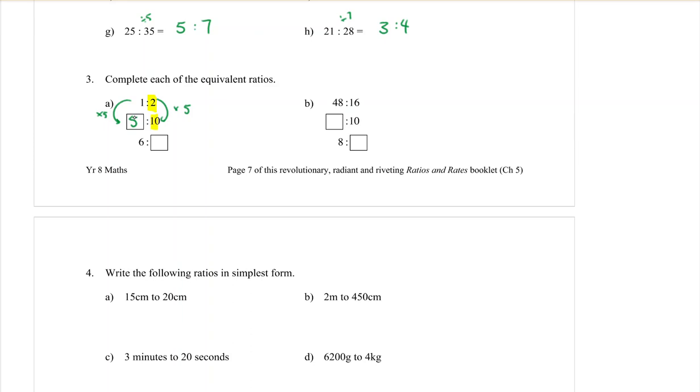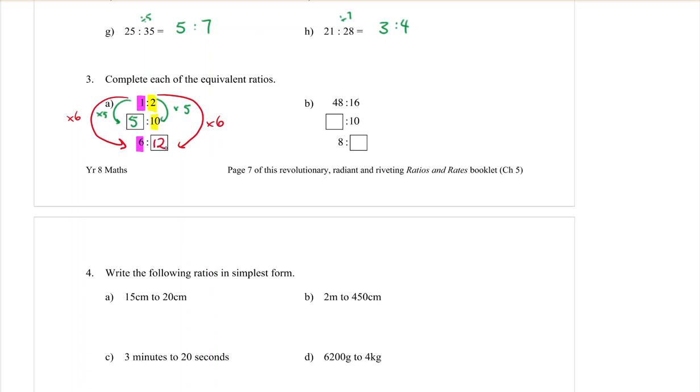So this is not going to be times by 5. This is going to be doing something else. This time we're going from the 1 to the 6. And we have to find, how do I get from a 1 to a 6? It's getting bigger, so I times by 6. So on the other side, I'm going to times that side by 6. 2 times 6 is 12.